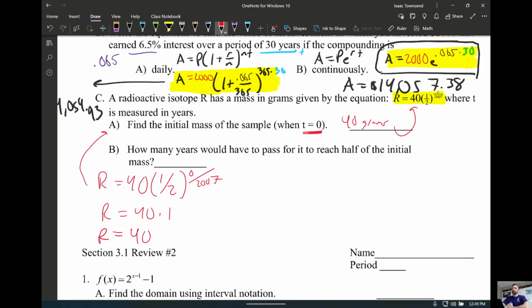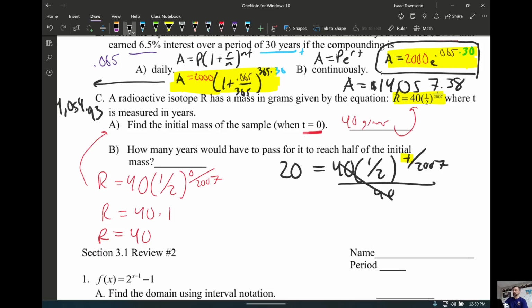The second half of this question, how many years would have to pass before it reaches half of its initial mass? So if this tells us how much mass there is, and we know he starts off with 40 grams, we can measure his half-life by trying to figure out how many years have to pass before it becomes 20 grams. So same thing, you shouldn't try to memorize where the answer is, just set it equal to half, 20, and then solve. Divide both sides by 40. The left side becomes 1/2 to the first. The right side is 1/2 to the T over 2007.